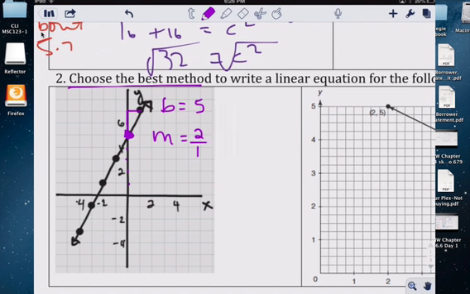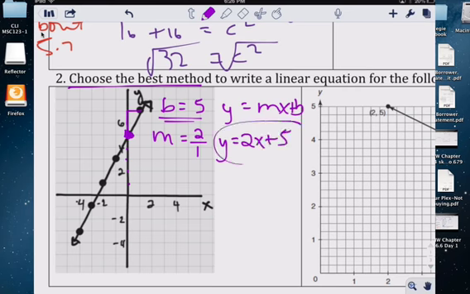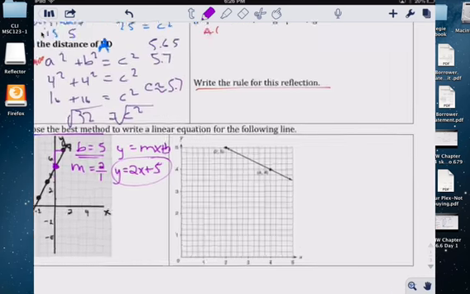We can use y equals mx plus b. Once you have b, you can use that formula. Y equals m, which is 2, x plus 5, and that's your answer. Much easier than point slope.